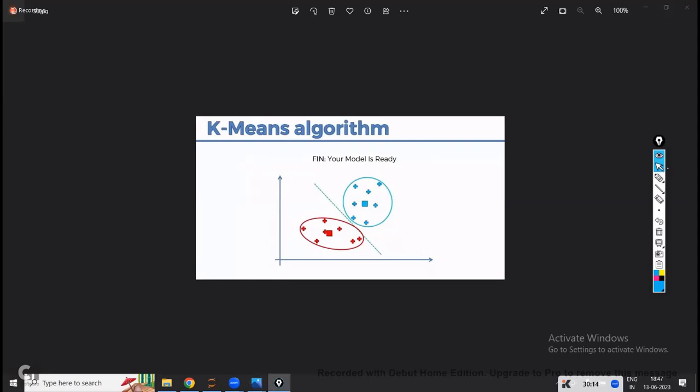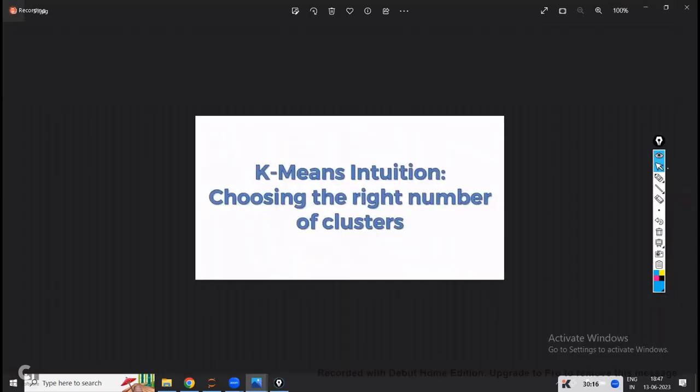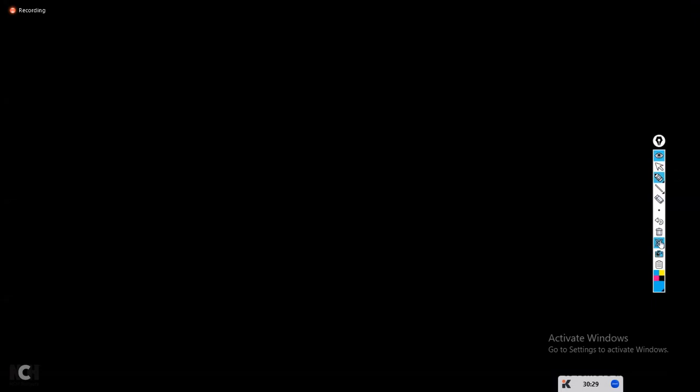Now here, okay, sir, how to choose the number of clusters, the k value? K is equal to 1, k is equal to 2, k is equal to 3, k is equal to 4, k is equal to 5. For example, let us take I have data points like this: 1, 2, 3, 4, 5, 6, 7. Only 7 data points are there. For these 7 data points, if I take one cluster, k is equal to 1, this one is completed.